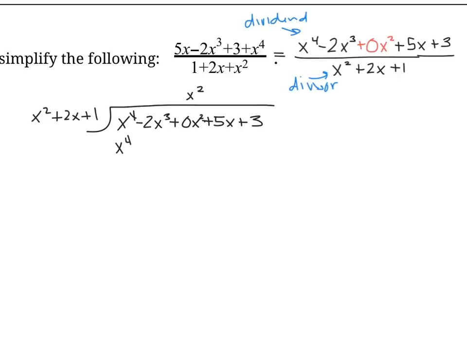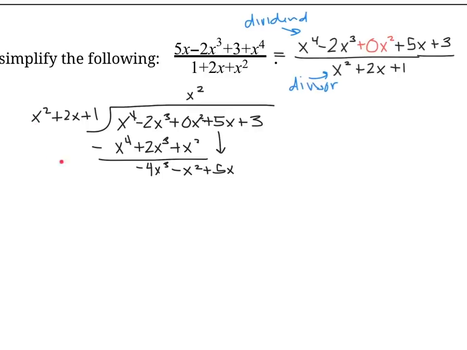Then we have x squared times 2x, and that's going to be positive 2x to the power of 3. And then we have x squared times 1, which is going to be plus x squared. So now we can subtract, and we're going to be left over with negative 4x to the power of 3 minus x squared. Next, we're going to bring down our next term, which is going to give us an extra plus 5x, and we're going to do the pattern over again.